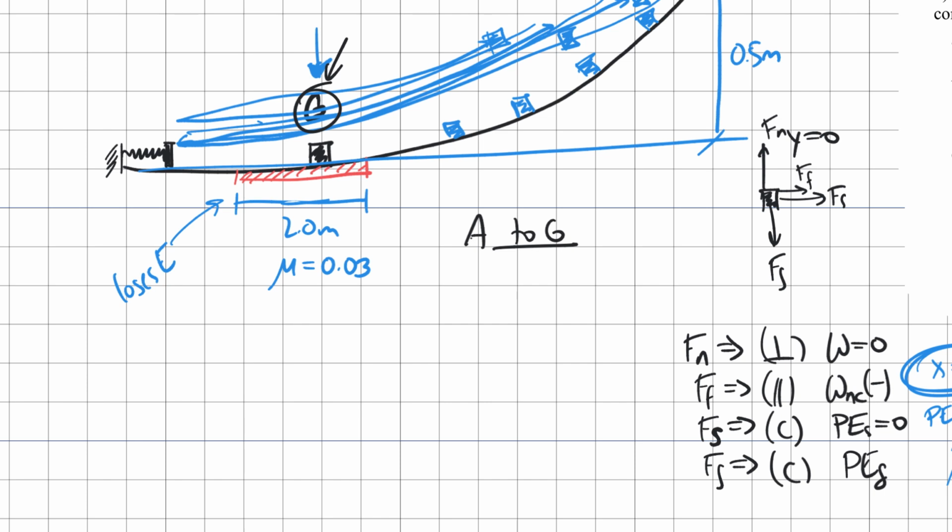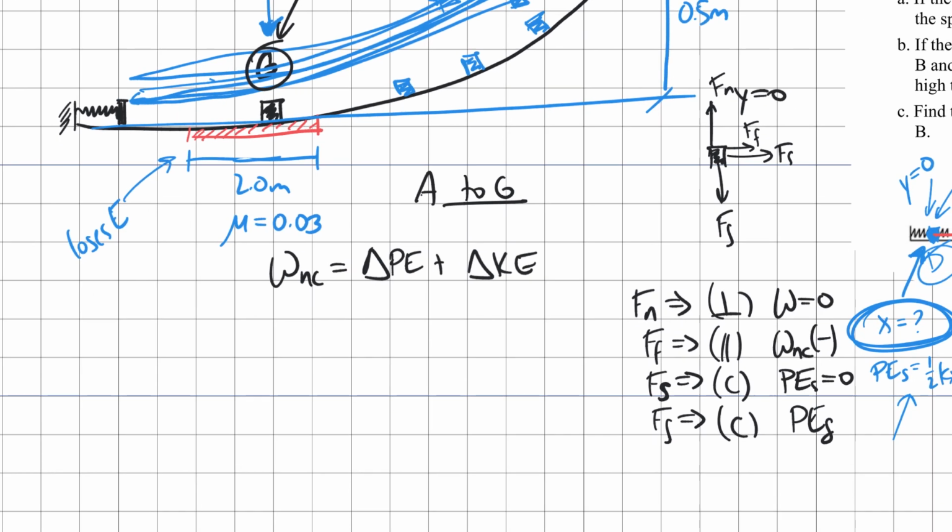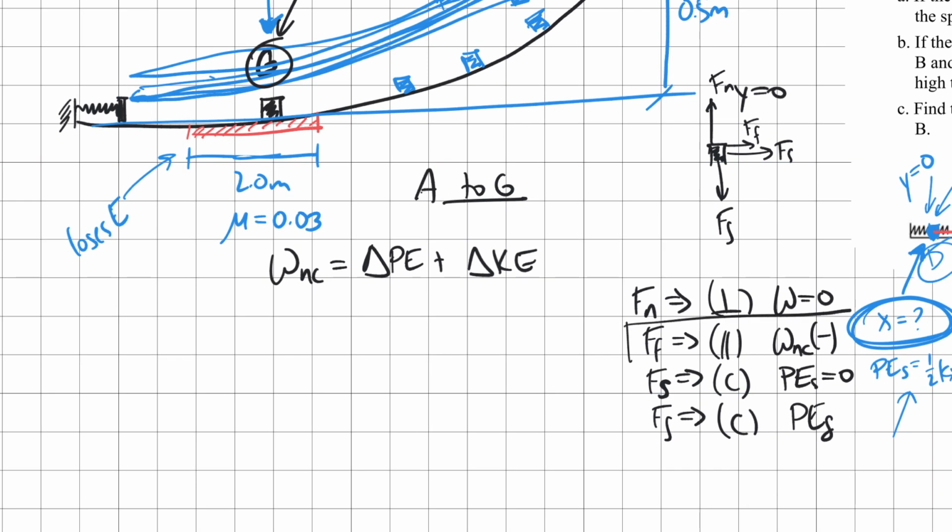So if I'm going from A to G, I'm going to say work non-conserved equals the change in PE plus the change in KE. The only non-conserved work I have is right here, and I guess I have to worry about these two, right? One's a potential energy, one's non-conserved work. Negative force of friction.